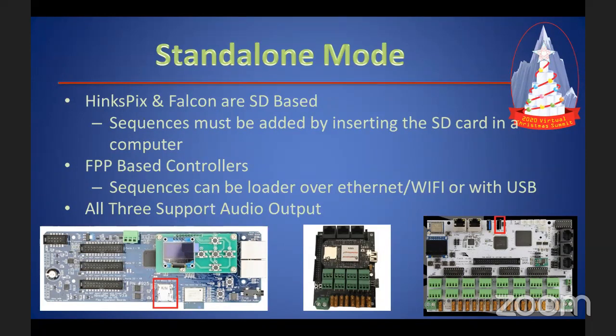To get audio out of them, the Hinks Pix has an audio output jack by default. The newer Culp boards have audio output jacks, but on the Culp boards or the FPP-based ones, you can also use a USB to audio adapter to get audio. And the Falcon has an add-on card that you have to get from Pixel Controllers that lets you do audio.